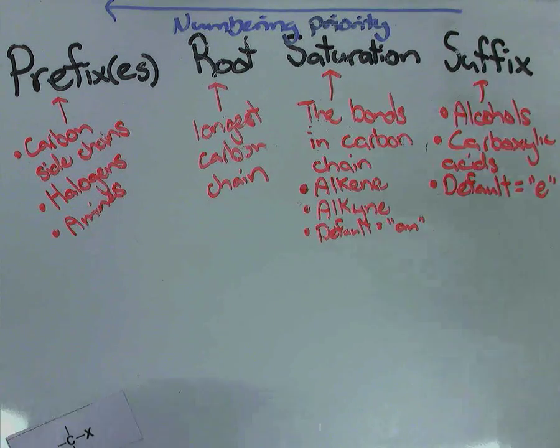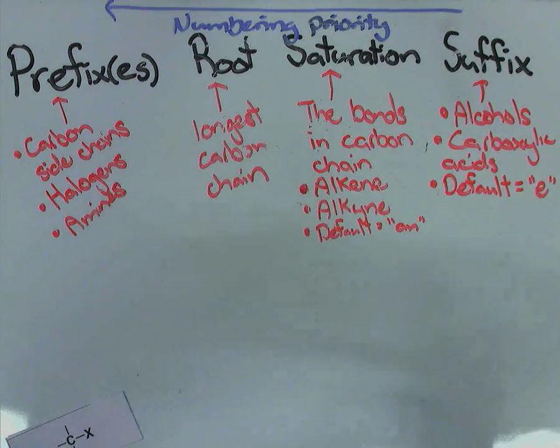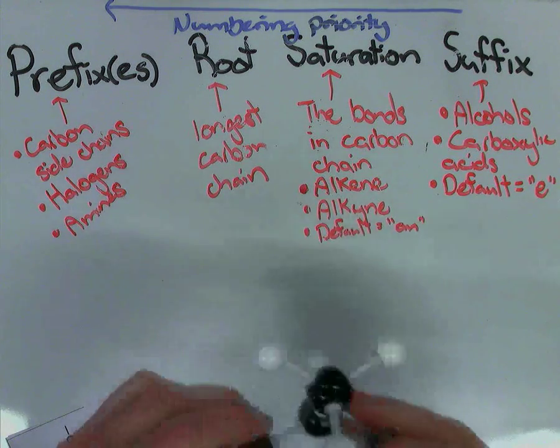Straight chain alkanes are very easy to name, simply because there isn't really much to them. Let's stick a branch in there now.